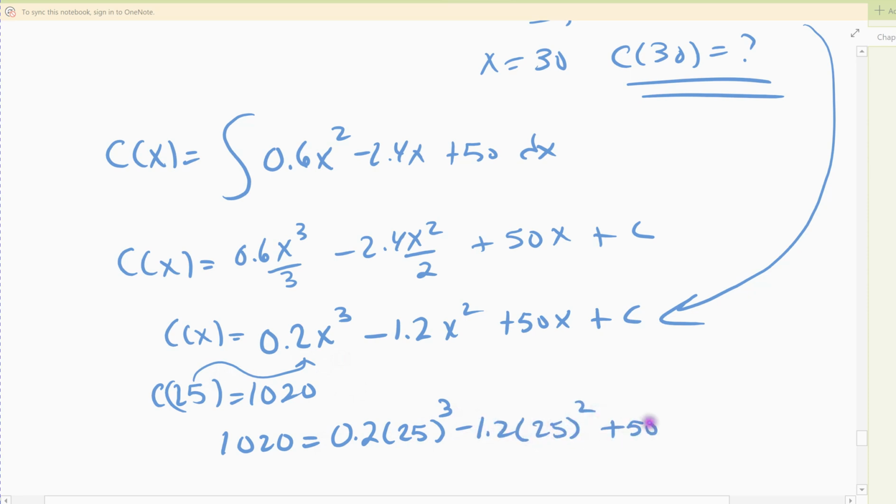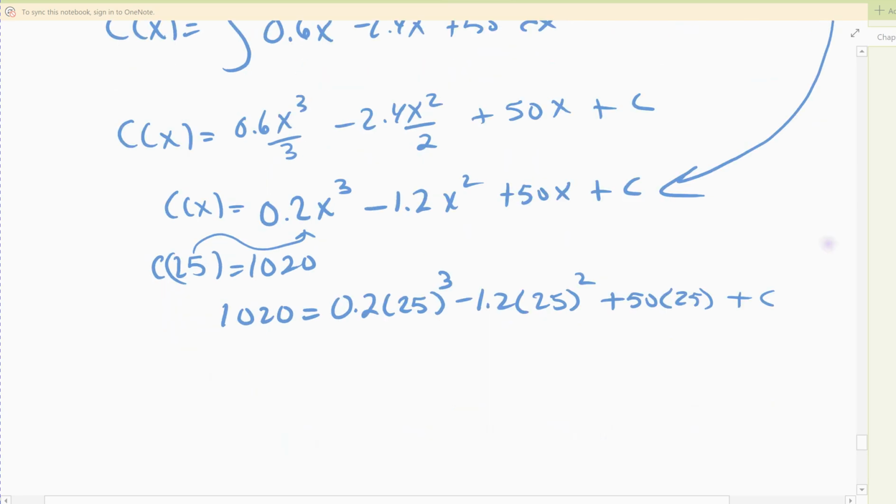Alright, this one's a little bigger, so there's a little more you have to be careful with. What I usually do is simplify this side first. I take my function with the x value and simplify. So my 0.225 cubed minus that, and so on. So 1020 equals whatever that number comes out to be.